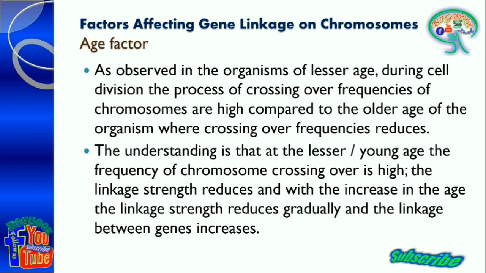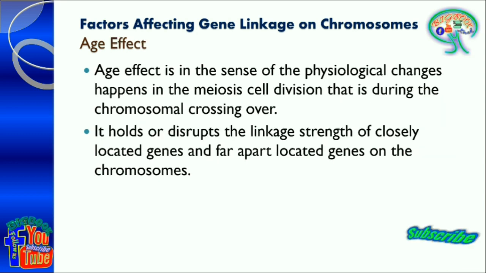As observed in organisms of lesser age, during cell division, the crossing over frequency of the chromosomes is high compared to older organisms, where crossing over frequencies reduce. The understanding is that at a young age, the frequency of chromosome crossing over is high and the linkage strength reduces, and with the increase in age, linkage strength increases gradually and the linkage between genes increases.